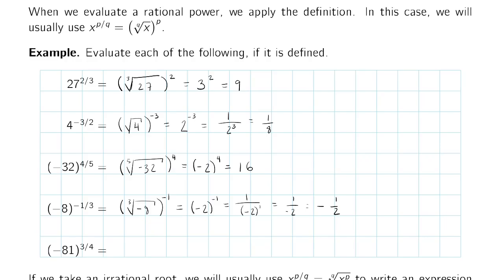Now something weird happens with this last one. We'll have the fourth root of negative 81 to the third, but we can't take an even root of a negative number. So this is undefined.